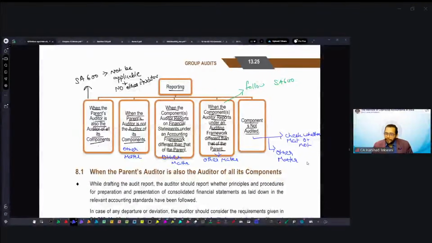Okay. Check whether material or not. If not, then only other matter paragraph. Simple. Don't directly jump to the other matter paragraph. If it is material, then either you need to perform additional work, or you need to ask the management to get it audited. And if nothing is possible, then qualify. So you have options over there.